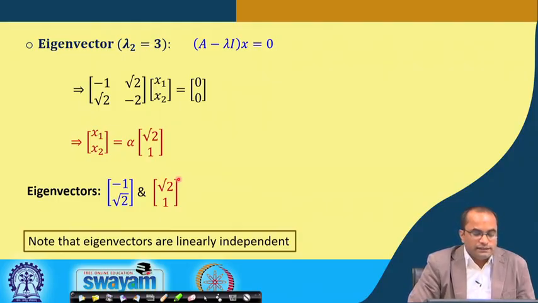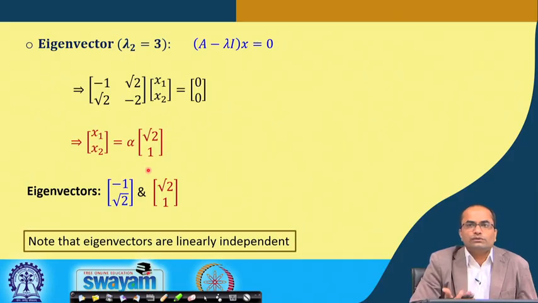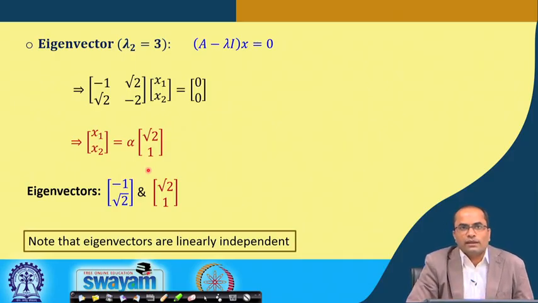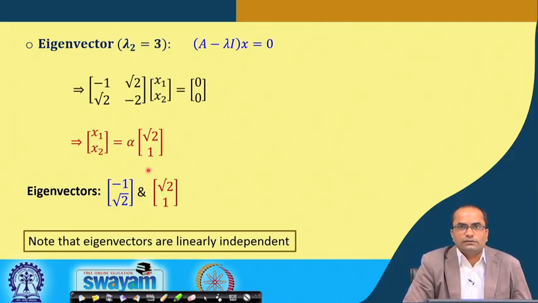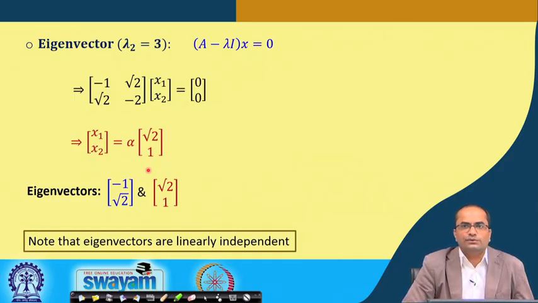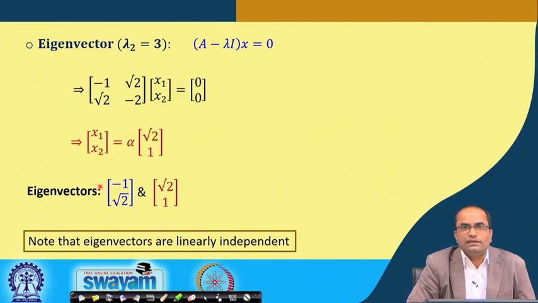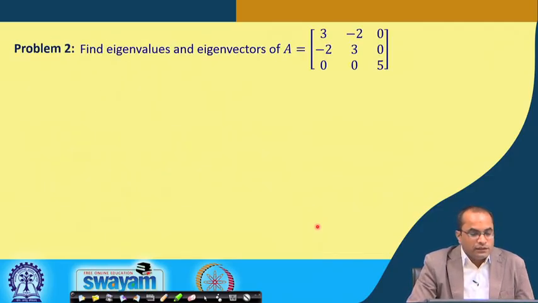Again we can note that these eigenvectors are linearly independent, and as I said in the previous lecture, we will also prove formally this result: the set of eigenvectors corresponding to distinct eigenvalues is linearly independent, or the eigenvectors corresponding to distinct eigenvalues are always linearly independent. So, we can check here also that these two vectors are linearly independent.